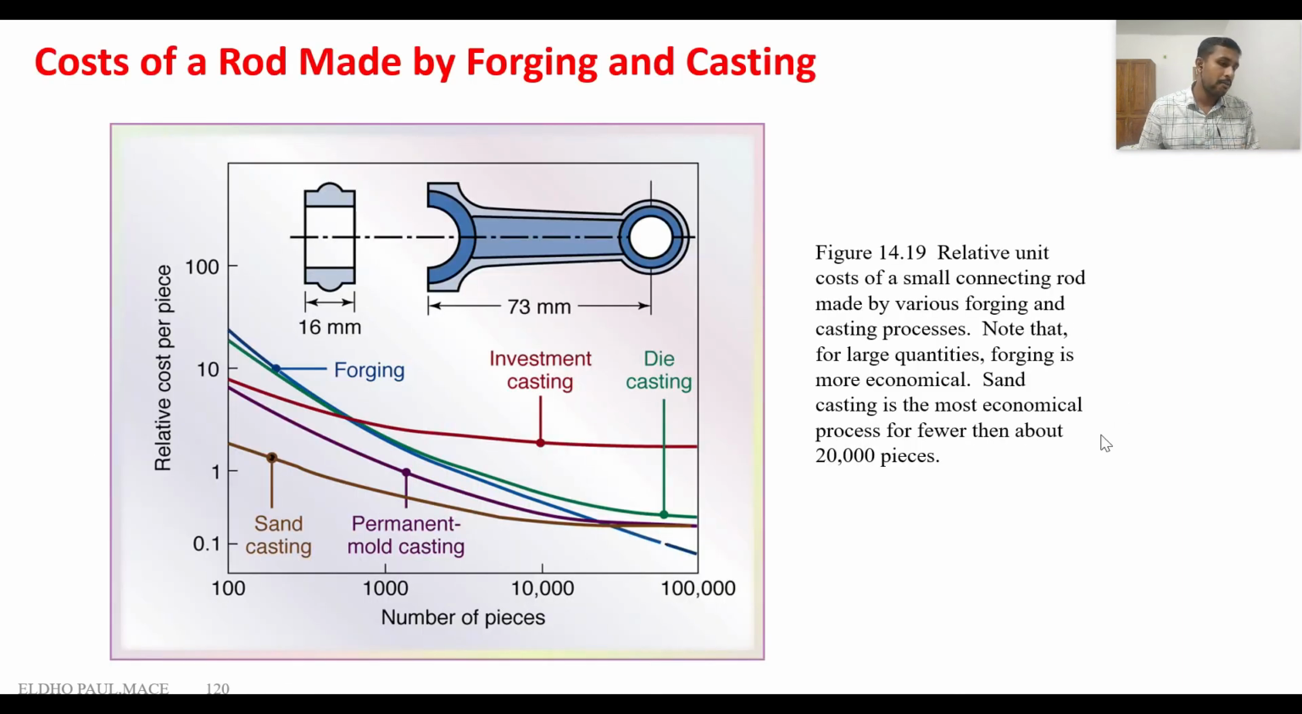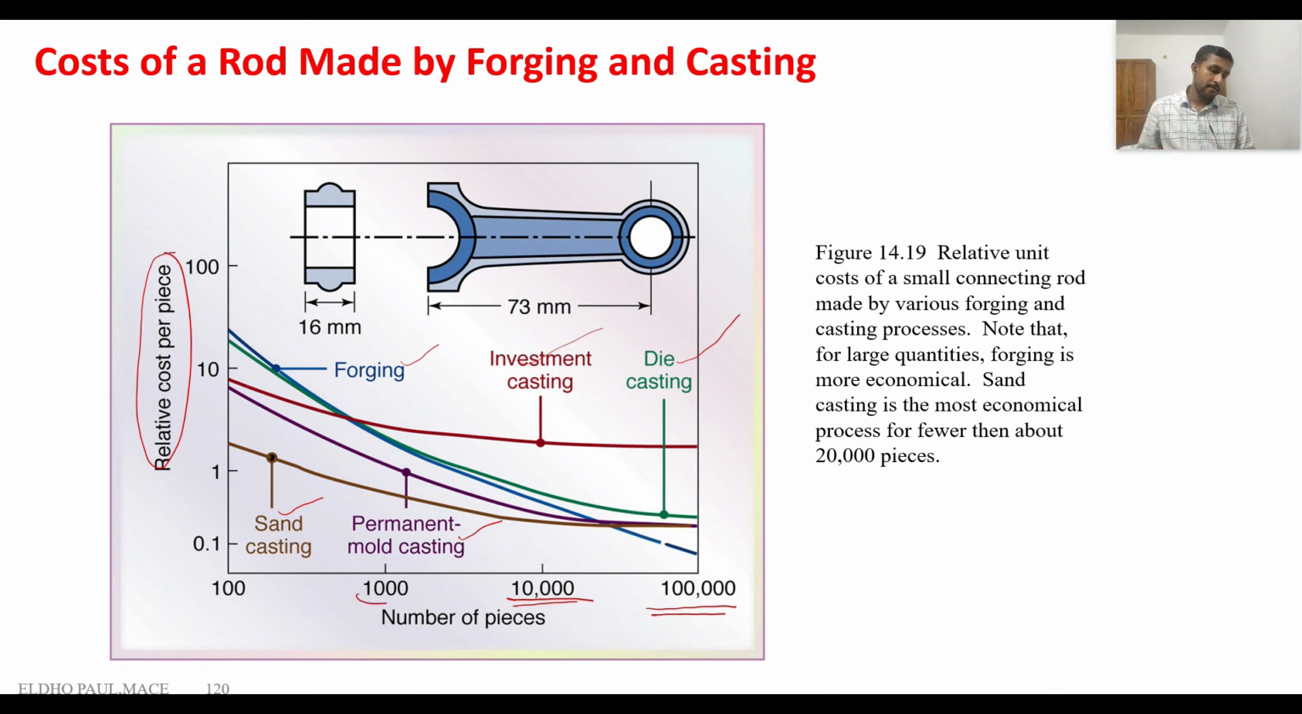And when we consider the economy of the forging process compared with other manufacturing processes, we can make a connecting rod with different processes. We can use sand casting, permanent mold casting, forging, investment casting, or die casting. So there are different processes for making a connecting rod. And how can this connecting rod be made economically? So the production cost of connecting rod manufacturing is related to the number of pieces made. Okay, the cost per piece is based on the number of pieces made.